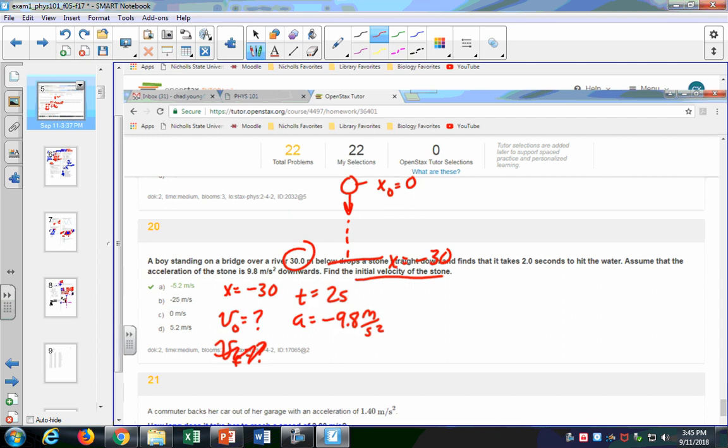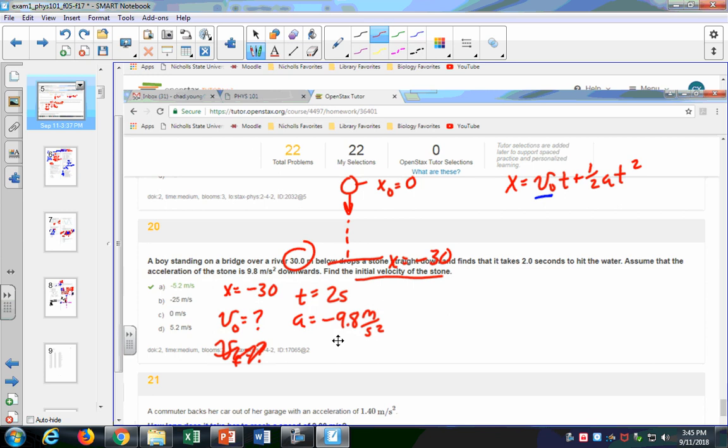Okay, so let's just write our equations over here. X is equal to V naught t plus 1/2 a t squared. Ask myself, what do I know in this? Or what do I not know? I don't know V naught. Oh, look, I know everything else. So I stop right there. This is how I'm going to solve it.